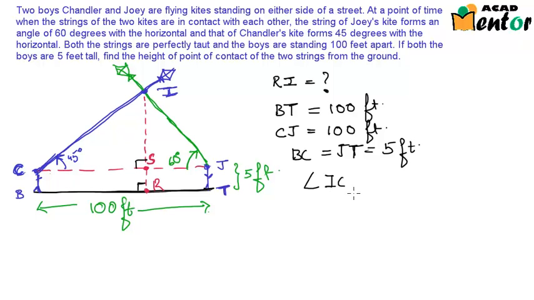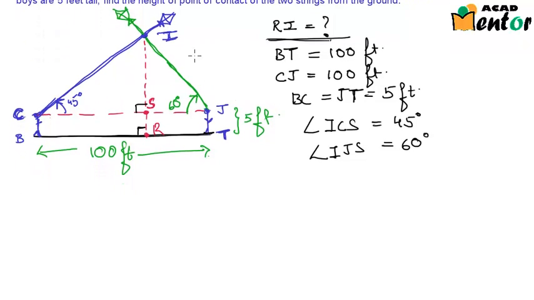Angle ICS is equal to 45 degrees and angle IJS is equal to 60 degrees. So all this is given to us and we are supposed to find out the measure of RI. Now here we have two right angled triangles. So in triangle CSI, we have angle S as 90 degrees and we know angle C is 45 degrees. So we'll take all ratios for angle C. Now here we have to find out this length.